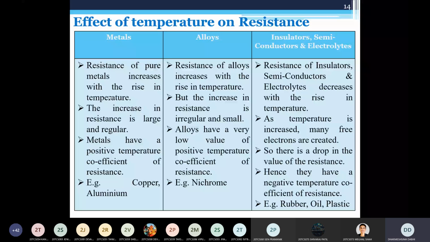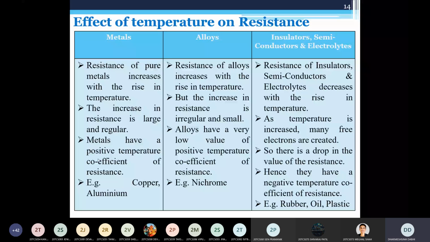And this increase in resistance with temperature is very large, as well as regular. There is no irregularity with the change in temperature. The resistance increases with temperature in a regular manner and in a very large manner. So suppose if you change the temperature suddenly from 5 degree to 50 degree, the value of the resistance of this metal will increase in a regular manner, in a directly proportional manner.